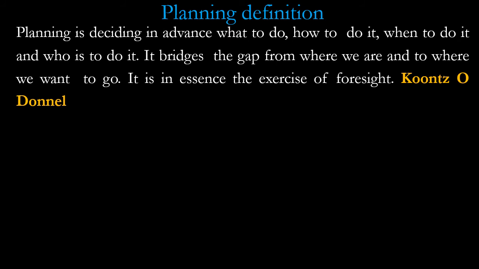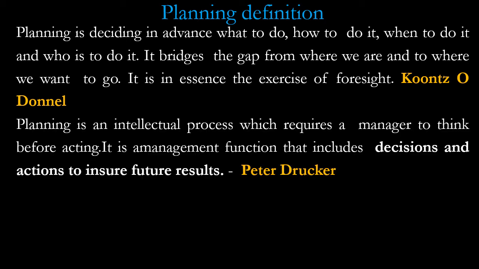So Koontz and O'Donnell are great writers, who have written classic textbooks in management, essentially on planning actually. They feel that planning is basically deciding in advance what to do, how to do, when to do, and who is to do it. It's basically a bridge that connects where one is to where they want to go. It is the essence of foresight.